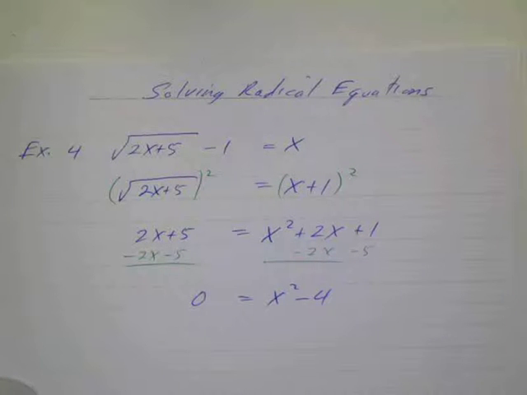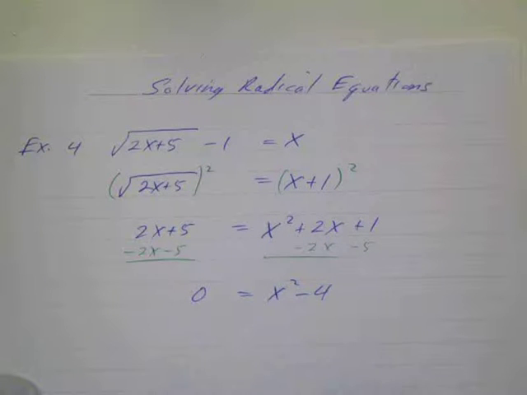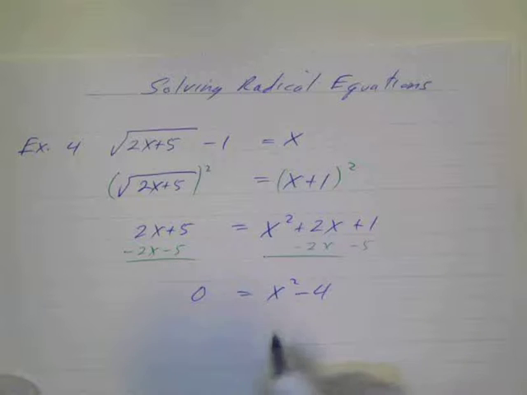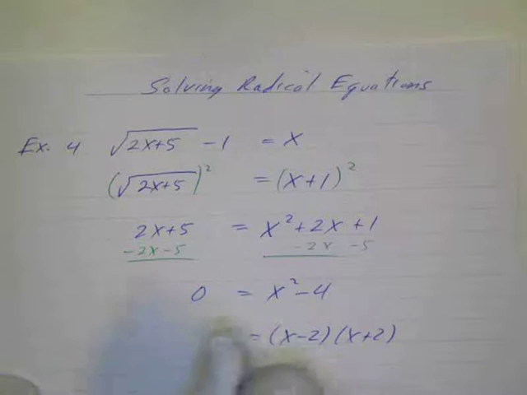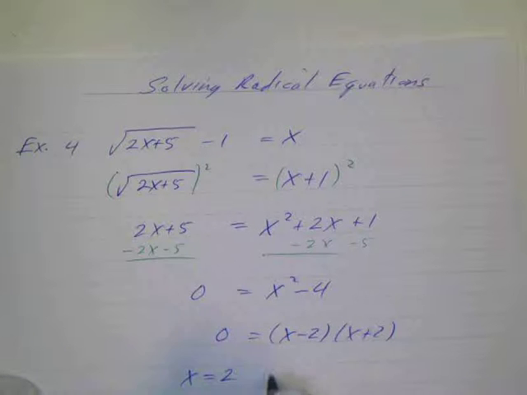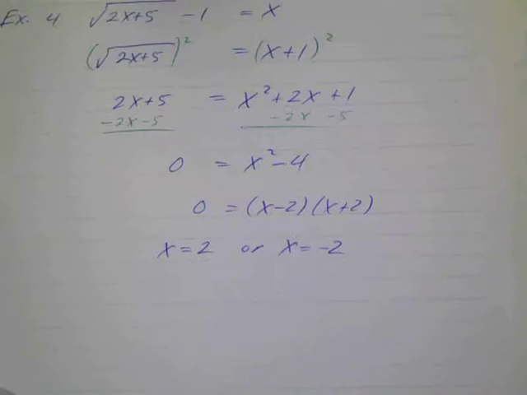And what we could do is we could just add 4 to both sides, or we could factor this either way. Normally we could just factor it, x minus 2 times x plus 2, and that equals 0. So we know we have two possibilities, either x equals 2 or x equals negative 2. So those are my two possibilities. Now I got to check it.